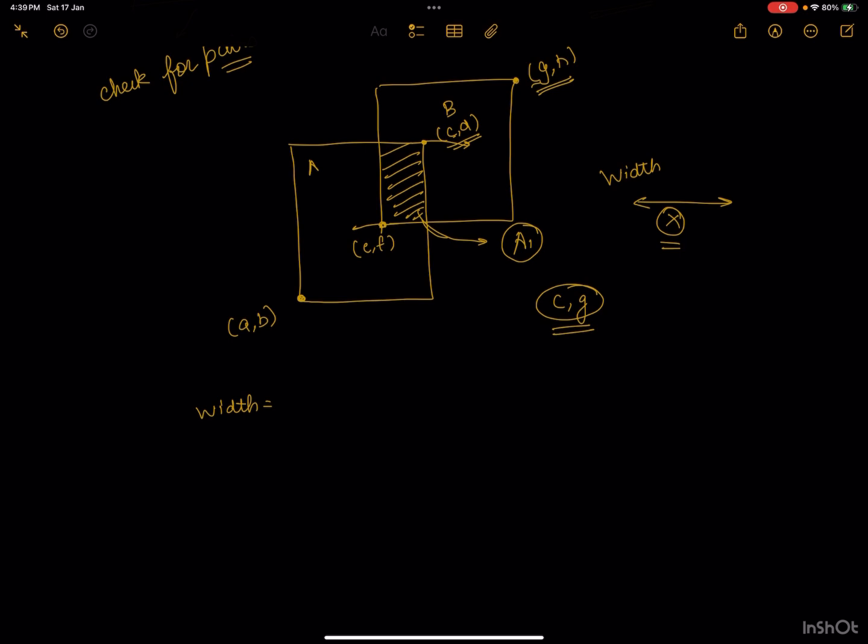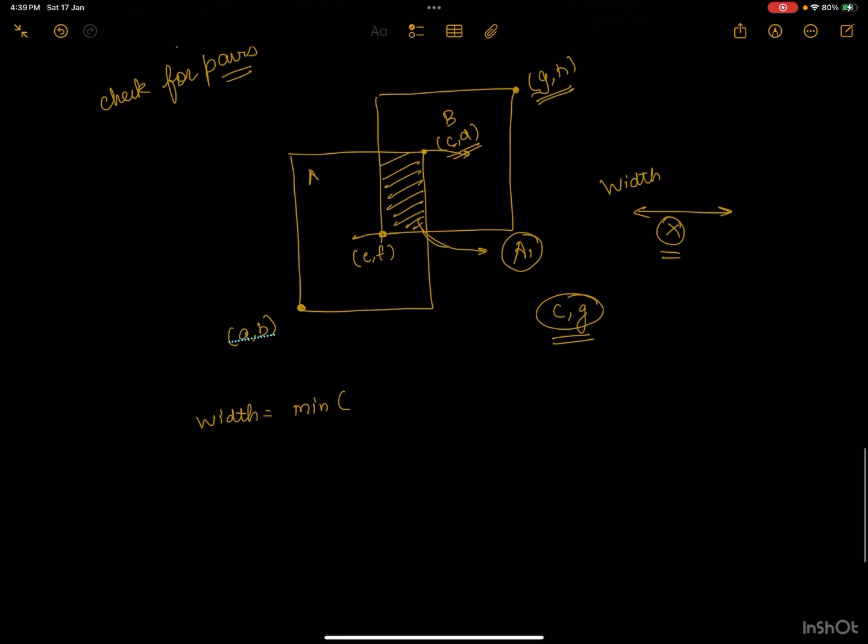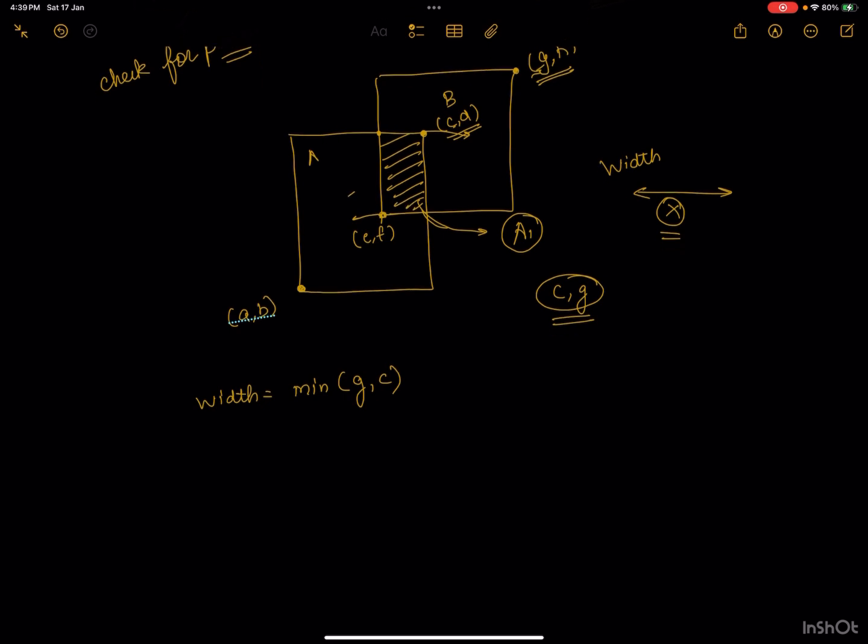So in that scenario, we take the minimum of the top right of B and rectangle A in the x direction. That is, we take the minimum of G comma C in the x direction, and now we have found this coordinate, and now we need to find this coordinate in the x direction as well, so we can find the total width of the rectangle. So how can we find that? For finding that, we have the coordinates of these two as well. So let's say we have E comma F and we have C comma D.